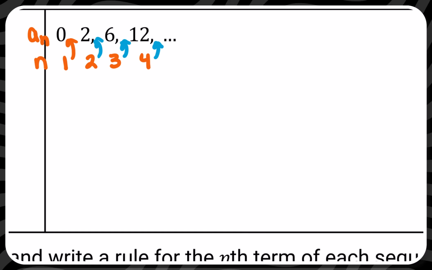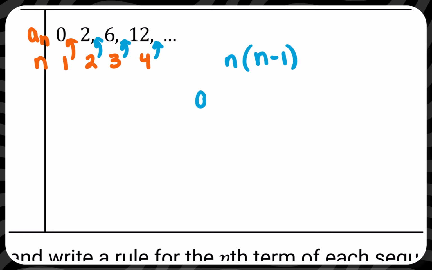3 times 2 is 6, but 4 times 2 is not 12. So I can't do times 2. Okay, let me give you a hint. This one's really hard. So we did come up with the n minus 1. But what if I multiplied it times n?